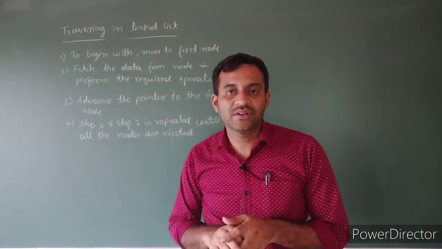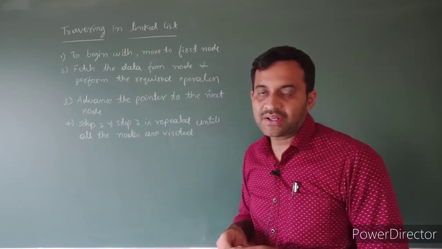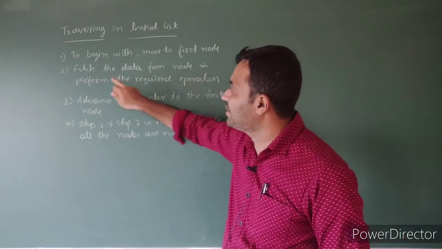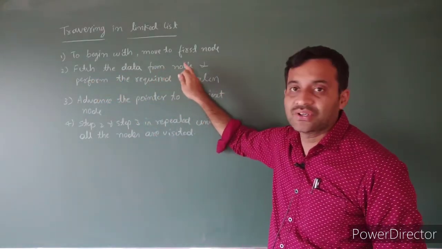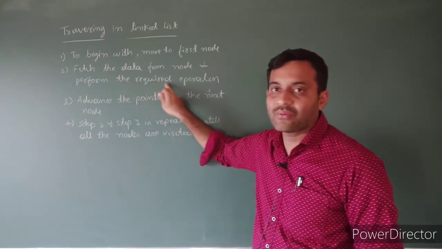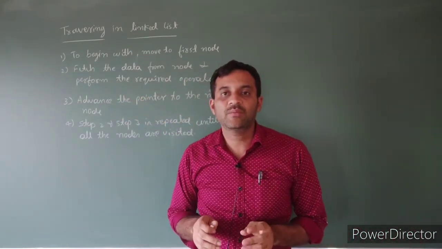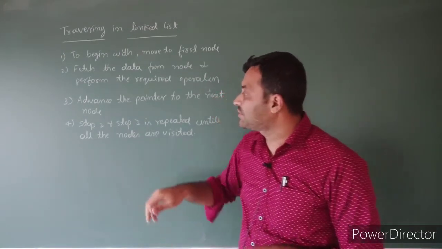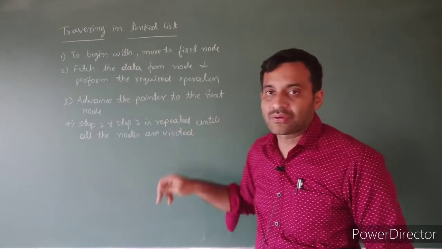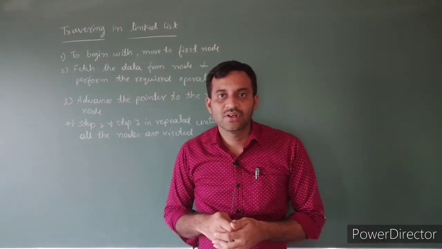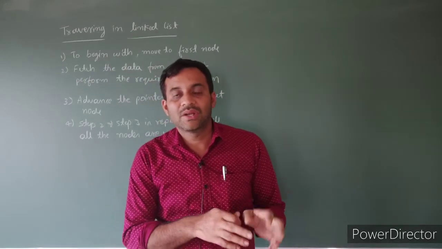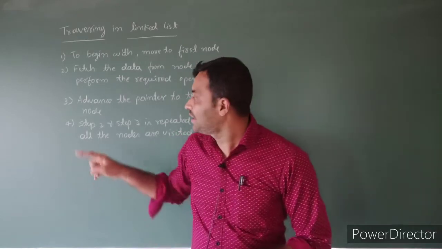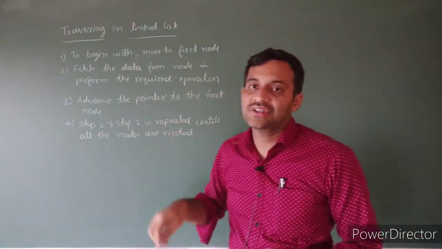Next, fetch the data from the node. Every node has two parts: a data part and a link part. We have to access the data part of every node. That is called fetch. Fetch the data from the node and perform the required operation, which depends on the data type. Next, advance the pointer to the next node. The pointer section of the first node knows the address of the next node.